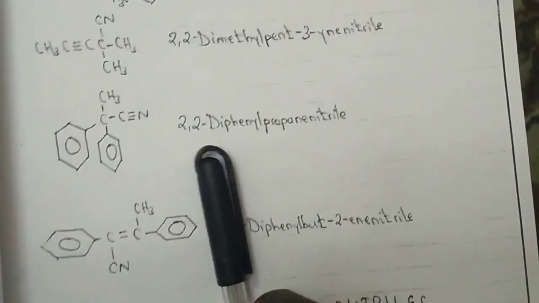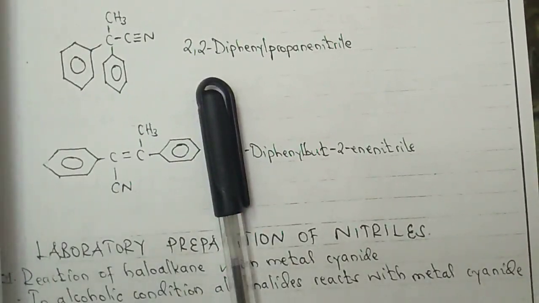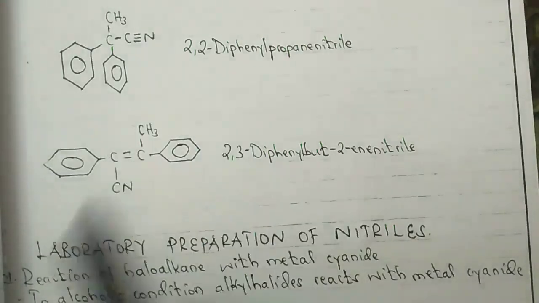Propanenitrile. Then this one to be simple, 1, 2, 3, 4. So it's 2,3-diphenyl, then but-2-ene, then nitrile.